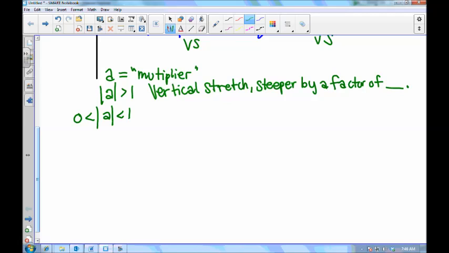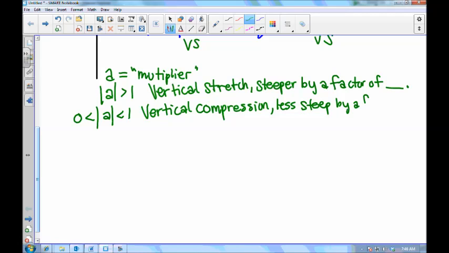No! I remember there were a couple in your book from your assignment on the first section on exponentials that gave you fractions. And lots of people wrote vertical compressions, but they're not. If the value of the fraction is actually greater than 1, it is a stretch. So just be very careful on the fractions. So this is a vertical compression. It's less steep by a factor of whatever the value of A is.